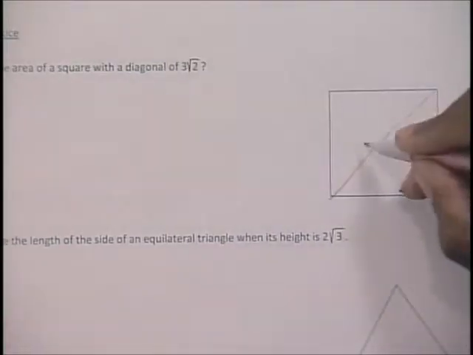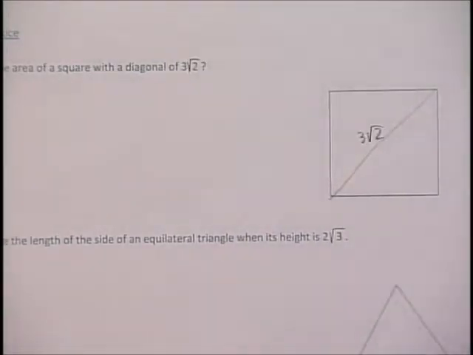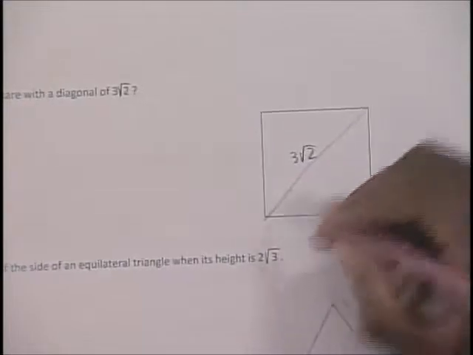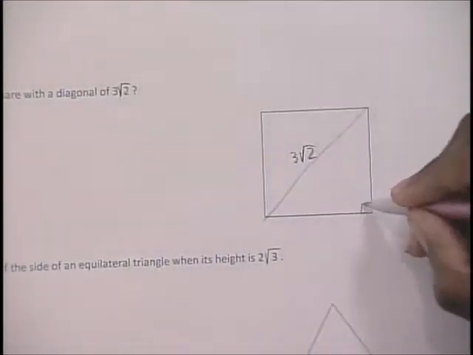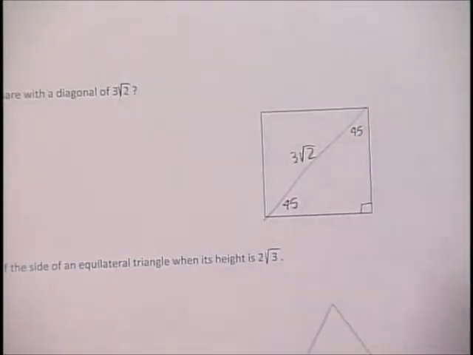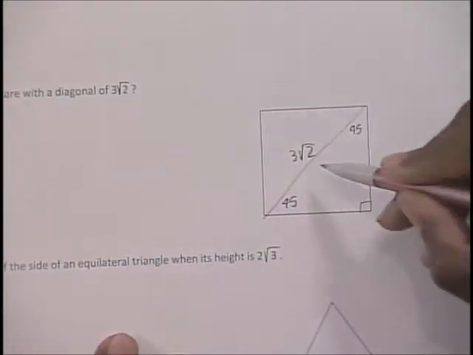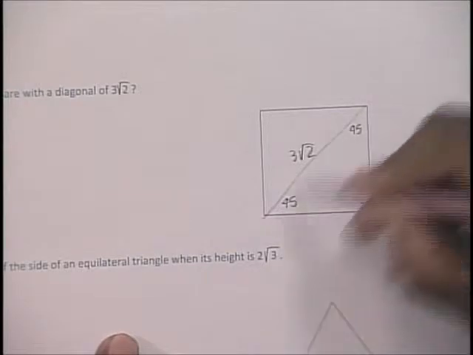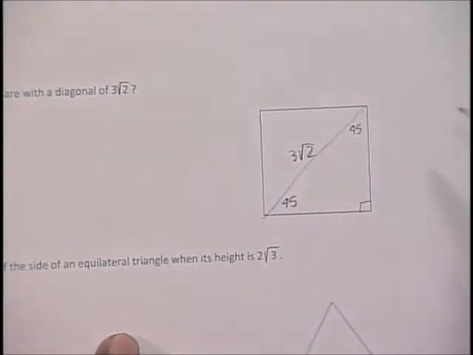So here we have a square. What is the area of the square if the diagonal is 3 radical 2? You know that that's 90. This is 45. That's 45. So you got a 45-45-90 triangle. So this diagonal is 3 radical 2. Let's try to find the area.